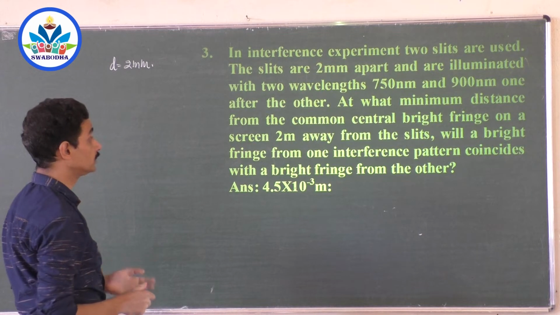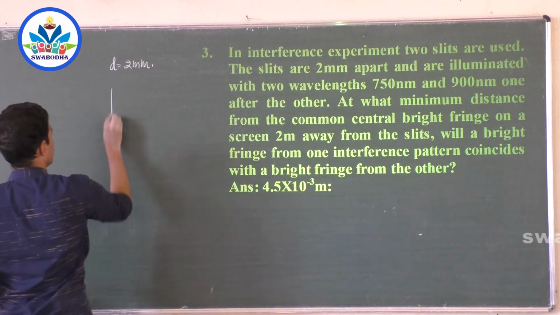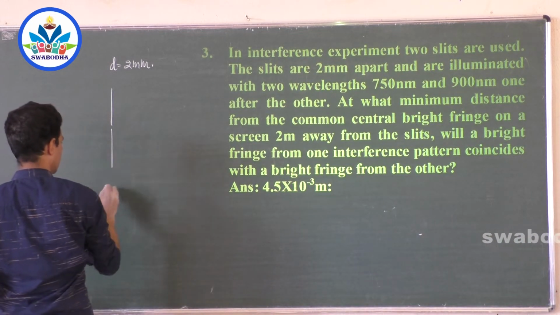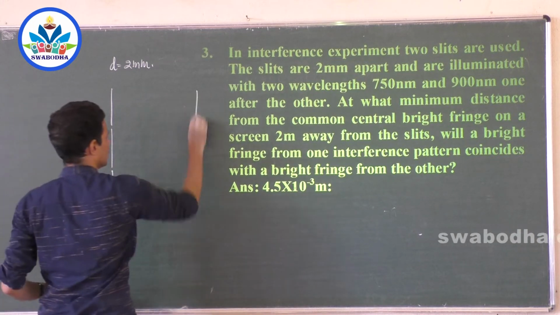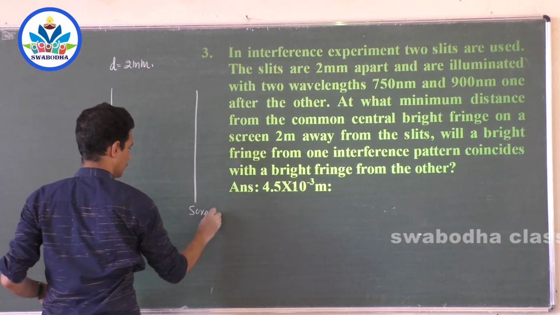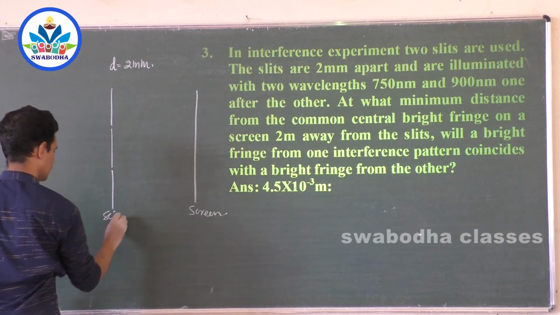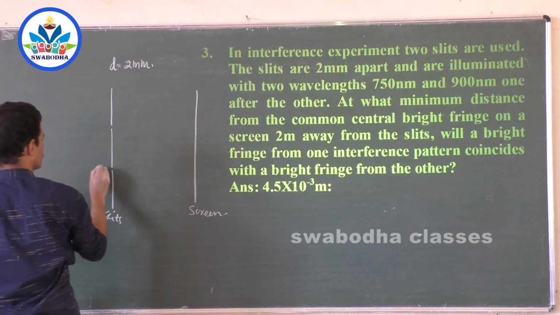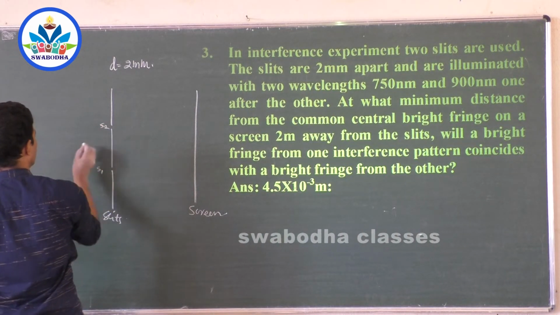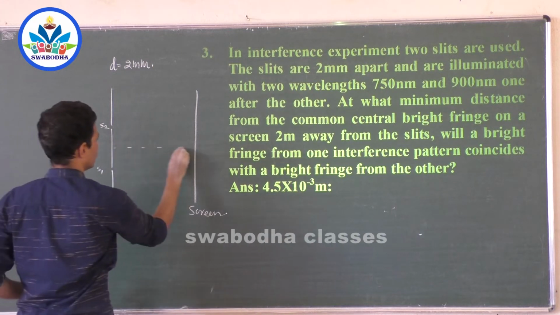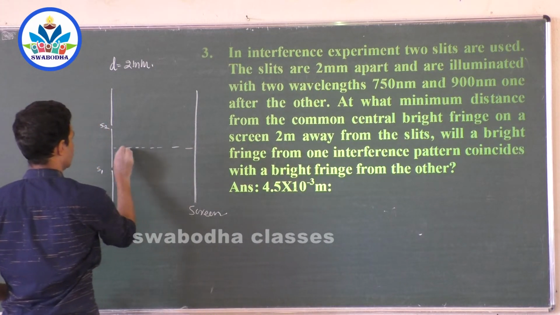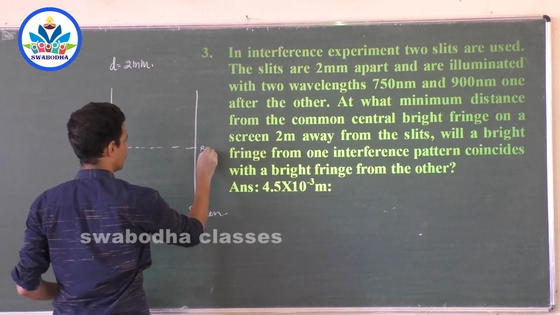They are illuminated with two wavelengths of light. One like this. Here is the screen, slits, S1 and S2. And there are two sources of light here. This is the vertically opposite point. This should be the bright fringe, central bright fringe.